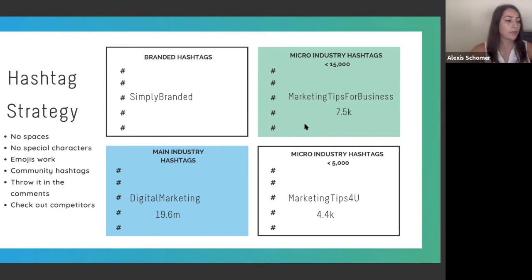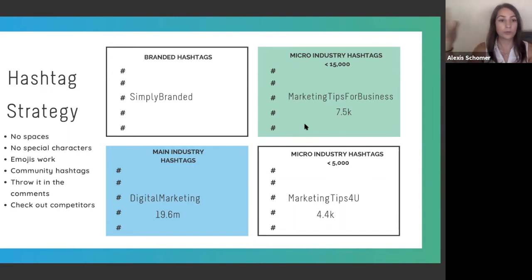I have a couple examples of this. A product community hashtag could be something like hashtag coffee shop. A niche hashtag could be hashtag travel photographer. An Instagram community hashtag could be hashtag foodies of Instagram. And a special event hashtag could be hashtag National Donut Day. So this is definitely going to take research.